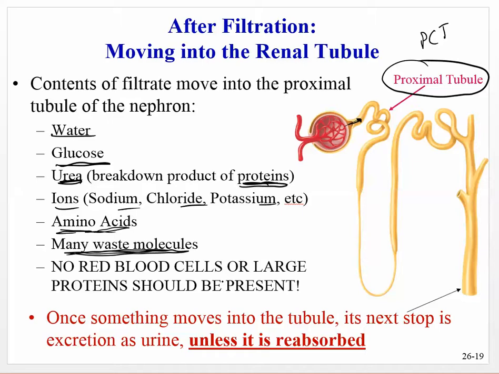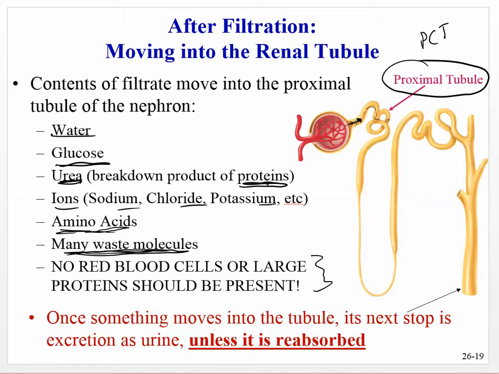All right, so no red blood cells or large proteins should be present. I think I've said that enough times. Probably because this is a clinical symptom: proteinuria. That means that there's protein in your urine, and that's a bad thing. It tells you something is going on, and it's usually bad. So once something moves into the tubule, its next stop is excretion.